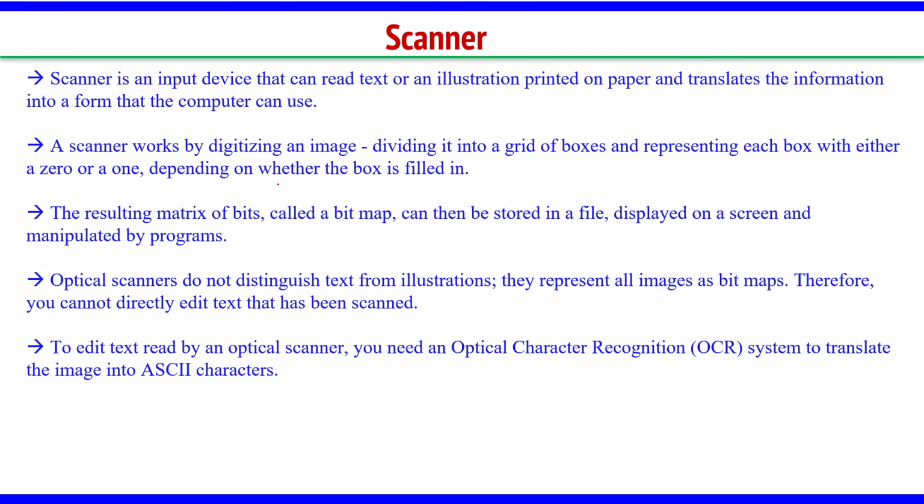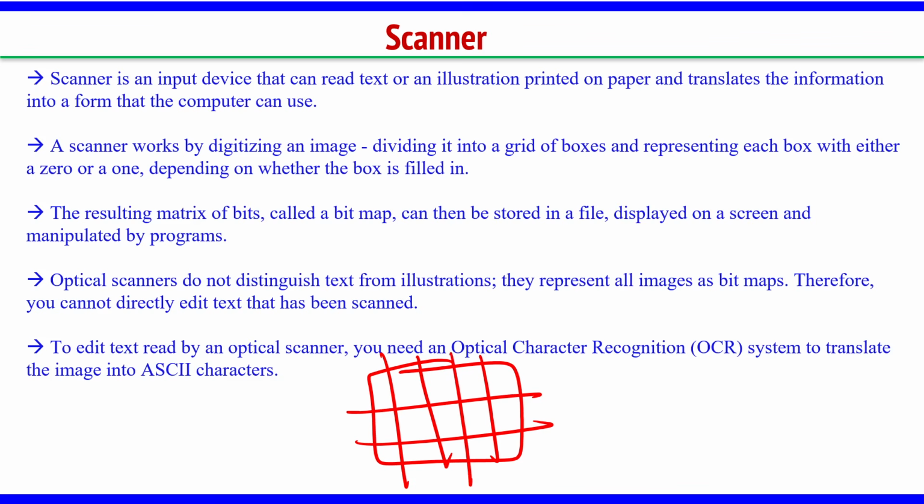How does a scanner work? A scanner works by digitizing an image. It captures an image, divides it into a grid of boxes and represents each box with either a 0 or 1. If you have an image of your certificate, it is divided into a grid of boxes like this. Each box contains some value which is either zero or one.